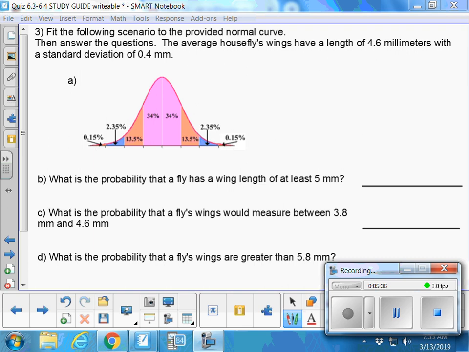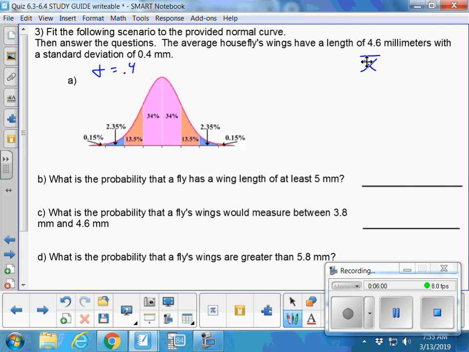You're going to fit the following scenario to the provided normal curve. It's going to be your job to label all these hash marks. So the average housefly's wings have a length of 4.6 millimeters. That's our average, our X bar, with a standard deviation of 0.4. So that's going to be your sigma. We have to travel to this curve and label everything. And that's why you practiced labeling your curve in your project.